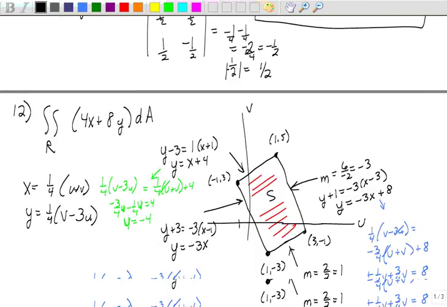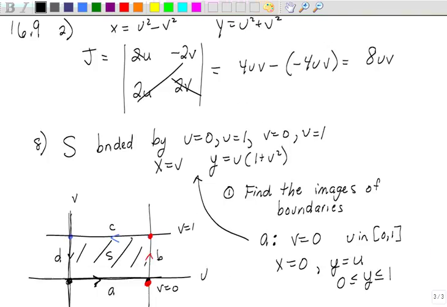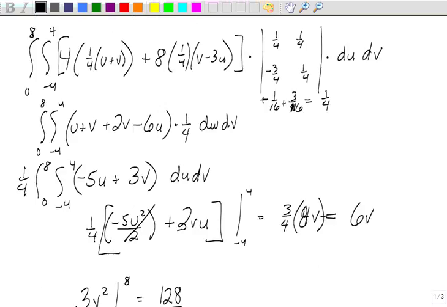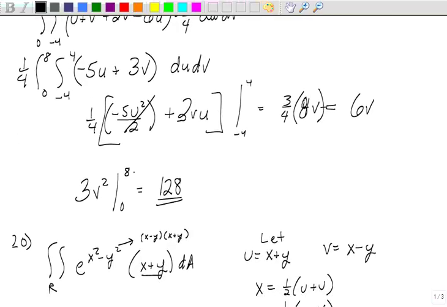Okay, so that should help you with some of your problems. Let me again fix something. I didn't multiply this right. Right here, I have 64 times 3 is 192, not 128. Sorry about that. That was number 12.